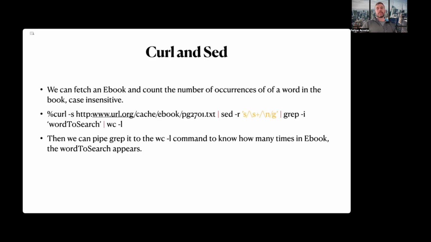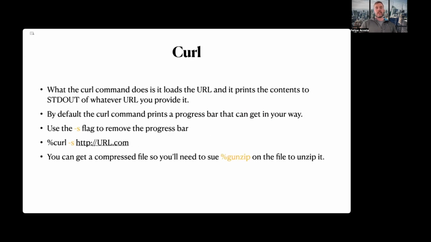So again, with curl you can feed it a URL, and then you can do some interesting things with that. What the curl command does is load the URL and print the content to standard output, whatever URL you provide. Literally, it can be any URL. By default, the curl command prints a progress bar that can get in your way, so use the -s flag to remove the progress bar.